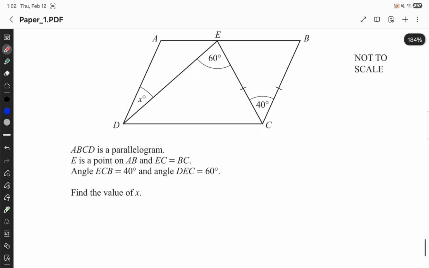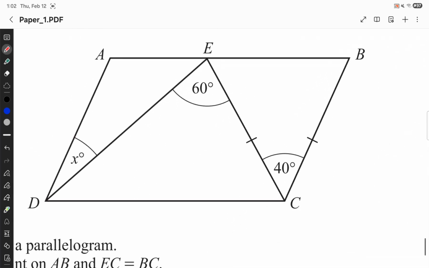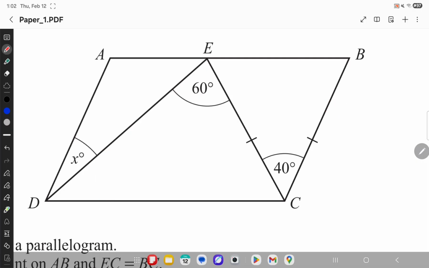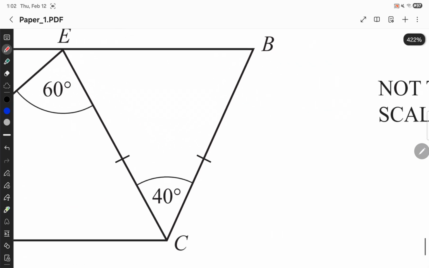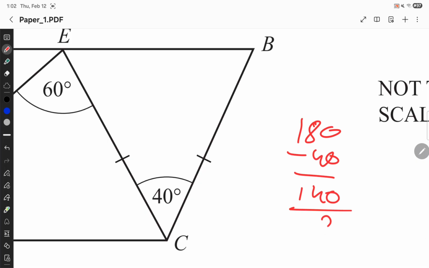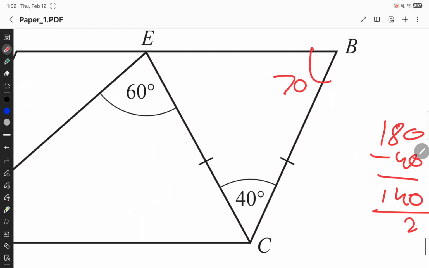We know some properties, that a parallelogram will have this and this be the same, but we do not need to use this. We need to use some other property. This is an isosceles triangle, so 180 minus 40, divided by 2, is equal to 70. We know this will be 70. Nice.